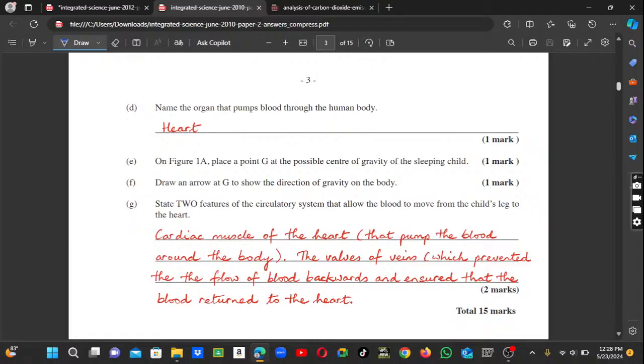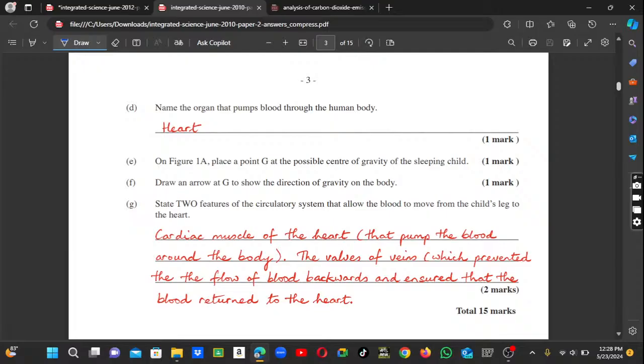Alright, and we know that the heart, guys, your heart is very, very, very important. So when you're mentioning the heart, guys, ensure that you keep your heart healthy. Remember, smoking is not good, and all of those.